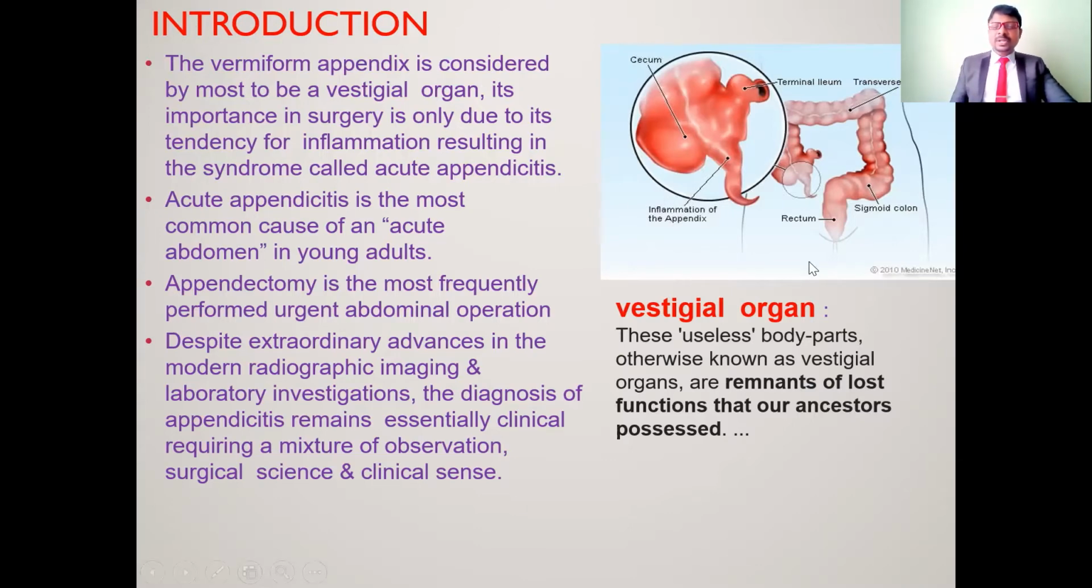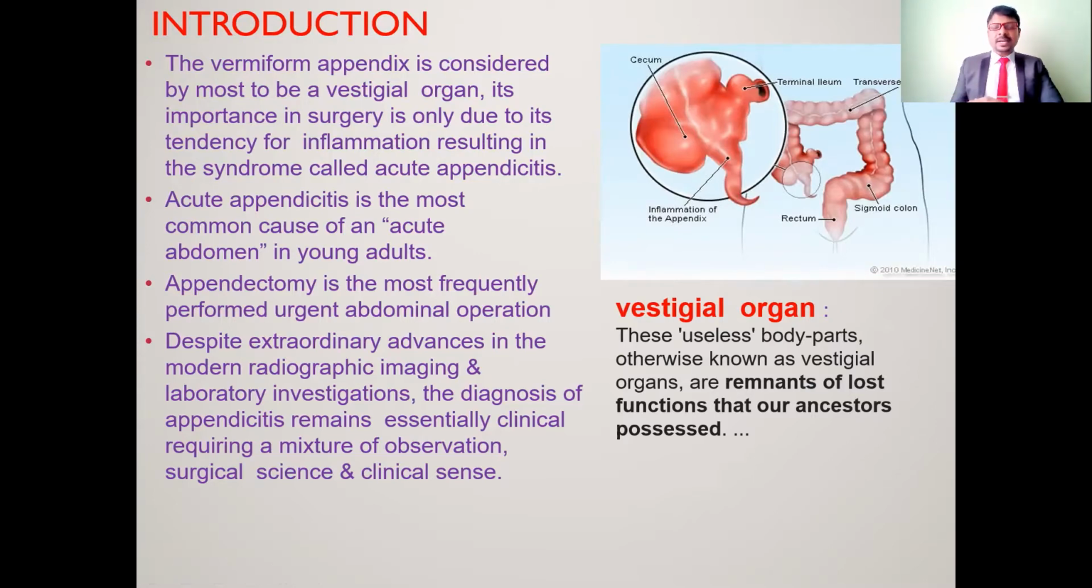Because of this useless part, it may give complications. It may cause swelling and severe pain in the abdominal region, and it may also lead to necrosis and gangrene in the abdominal region. So it may give severe complications. It is the vermiform appendix, which looks like a finger-like projection. It is a vestigial organ, and its importance in surgery is only due to its tendency for inflammation, resulting in the syndrome called acute appendicitis.